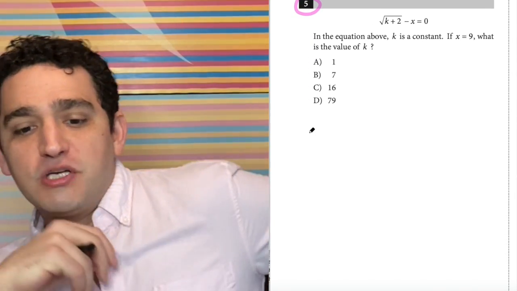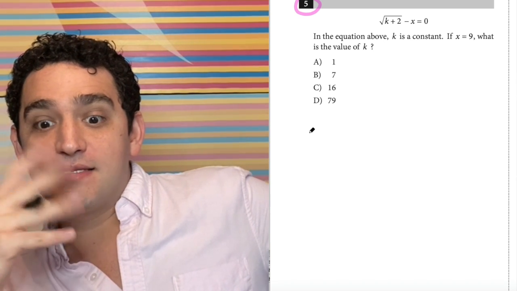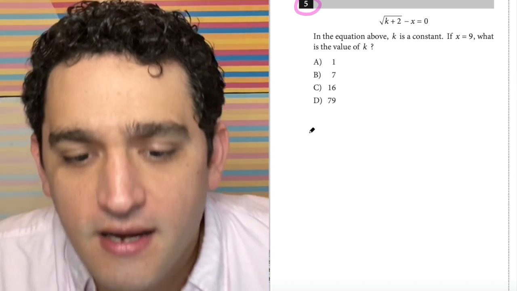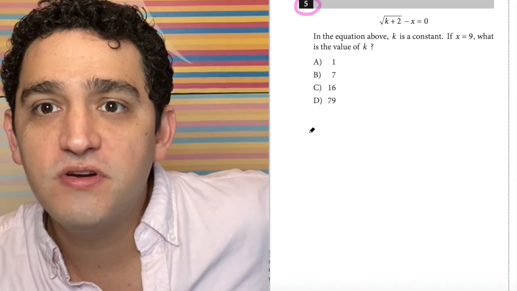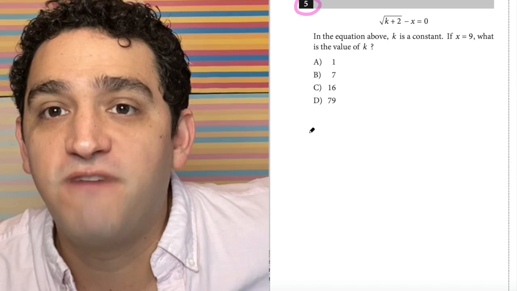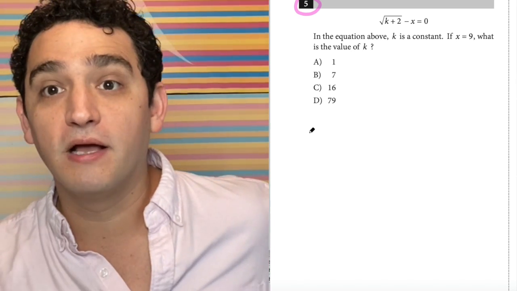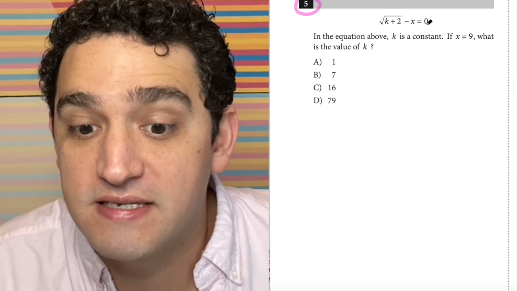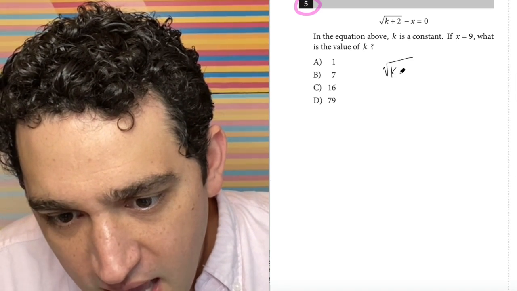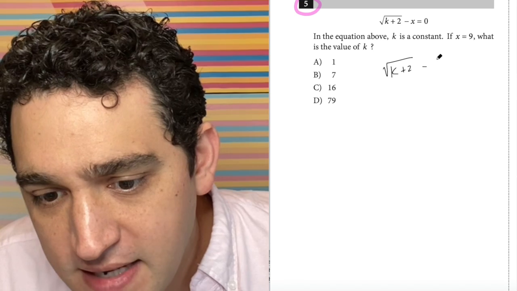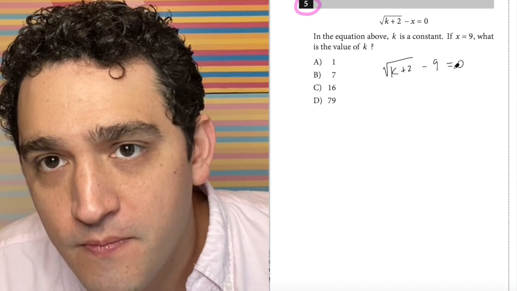In the equation above, k is a constant. If x is 9, what is the value of k? So the first thing we should do here is follow their instructions and plug in 9 for x. Let's go ahead and write this in, but with 9 in for x. The square root of k plus 2 minus 9 equals 0.